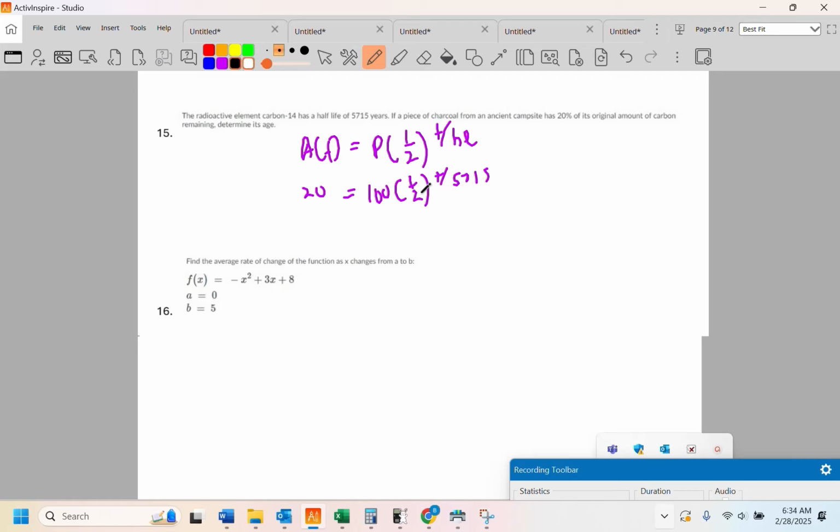First thing we do is we play the isolation game. We divide out the 100. 20 over 100, they might use 0.2. They might use 1/5. It doesn't really matter. I'm just going to use 0.2 because I think the author of this test will probably use 2/10. So 2/10 equals 1/2 to the T over 5,715.